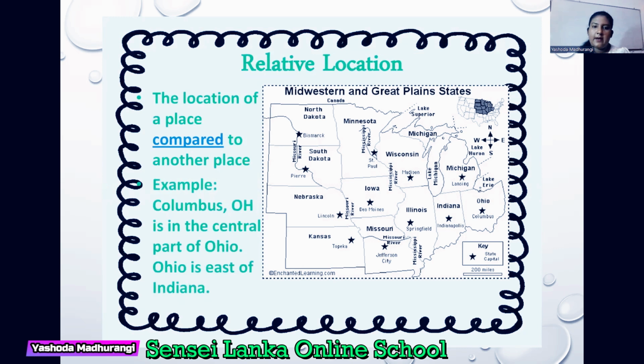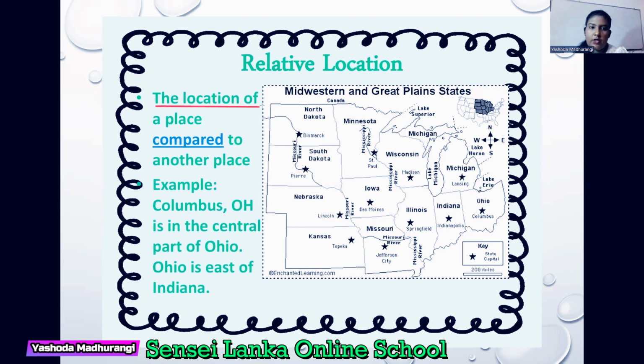Here is an example. Do you know United States of America? US or USA? America is a country. United States of America is a country with different states. It is divided into several parts. So how can we tell the location? Look at this example.